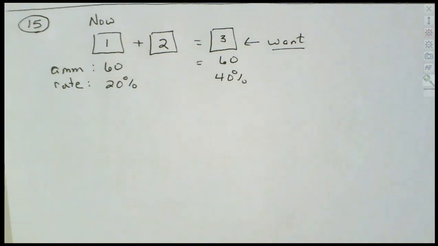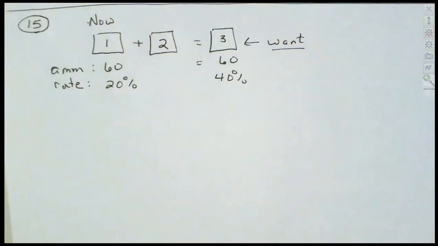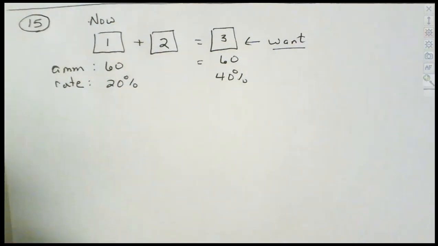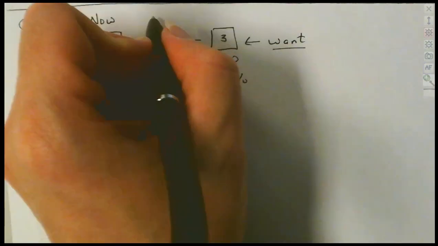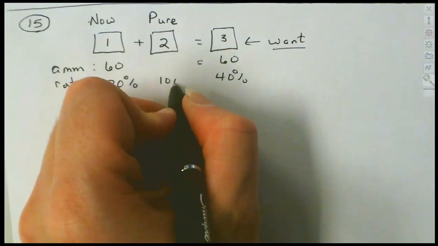I can't just drain some of it out and fill it back up. I've got to drain it out and replace it with pure. So this is what I have right now. This is what I want. How are we going to accomplish making it stronger? We're going to accomplish making it stronger by adding in some pure. Pure antifreeze is 100%.